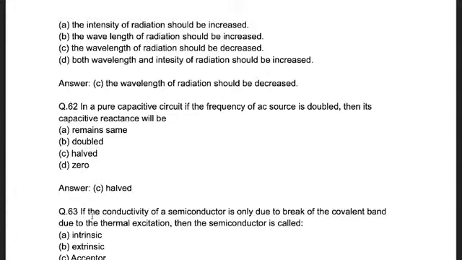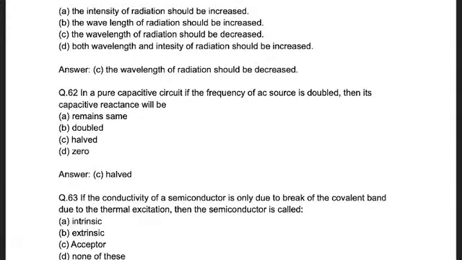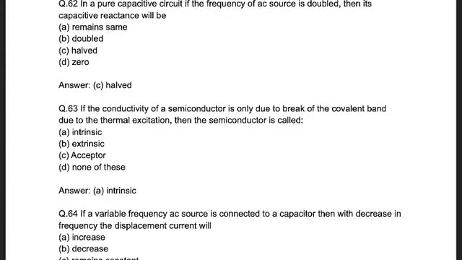Question number 63. If the conductivity of the semiconductor is only due to the break of the covalent bond due to thermal excitation, then the semiconductor is called A, intrinsic, B, extrinsic, C, acceptor, D, none of these. Correct. The answer is A, intrinsic.